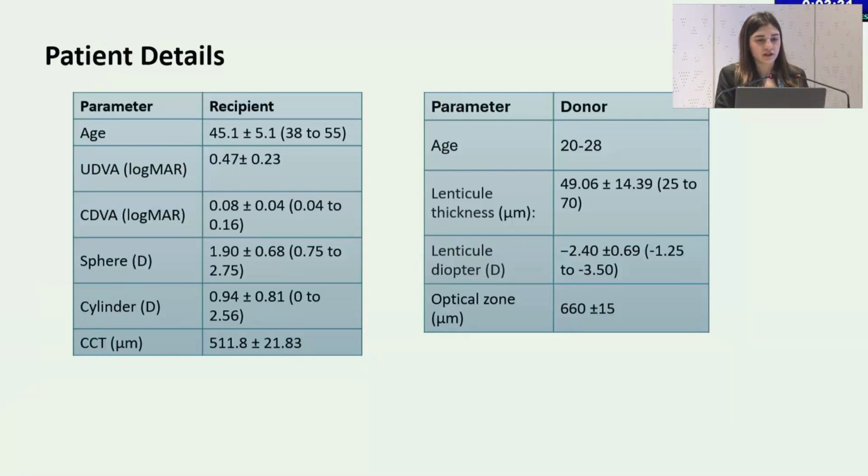Their hyperopic residual refraction was between 0.75 to 2.75 dioptres, and the donor patients were aged between 20 to 28 with lenticule thicknesses ranging from 25 to 70 microns with dioptres between minus 1.25 to minus 3.5, and with optical zone, on average, 660 microns.